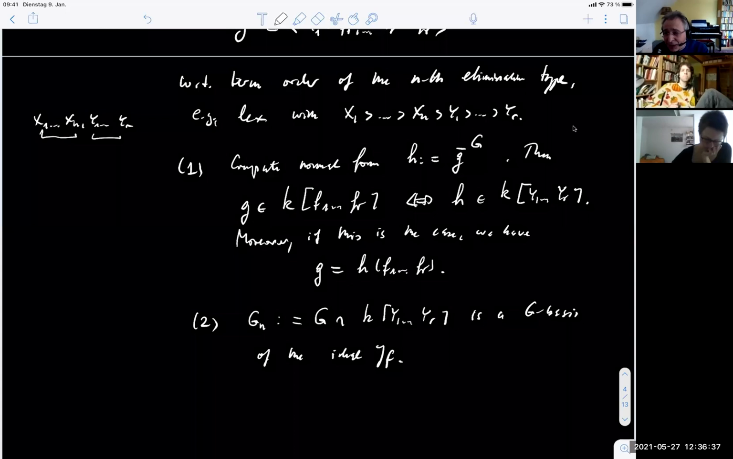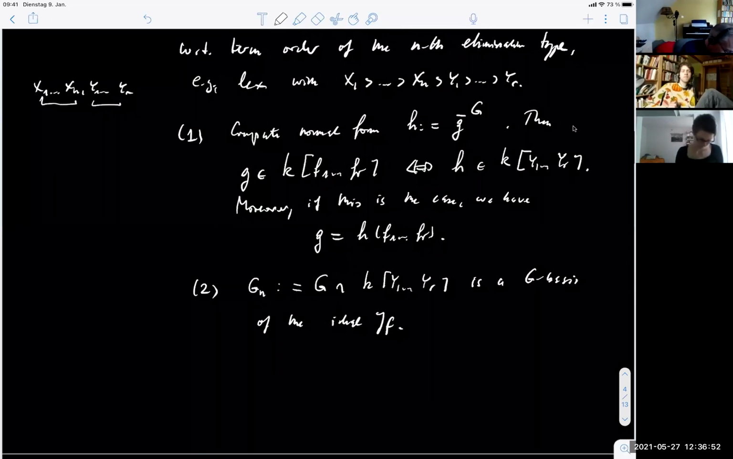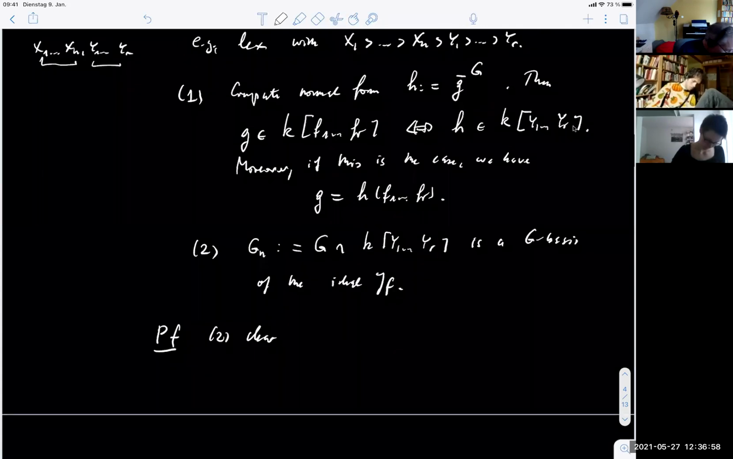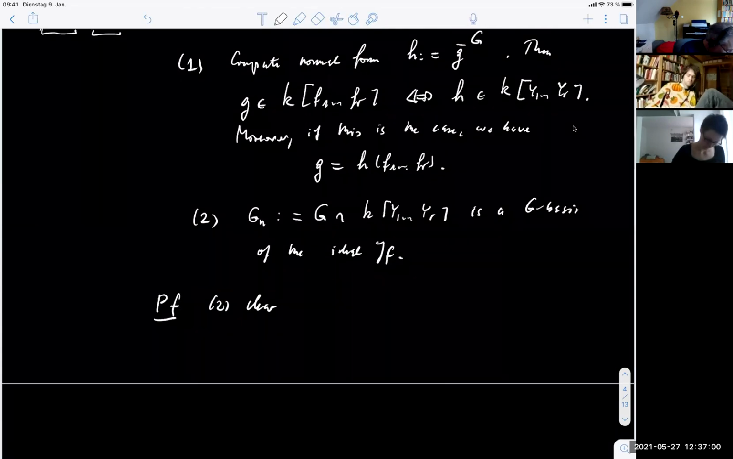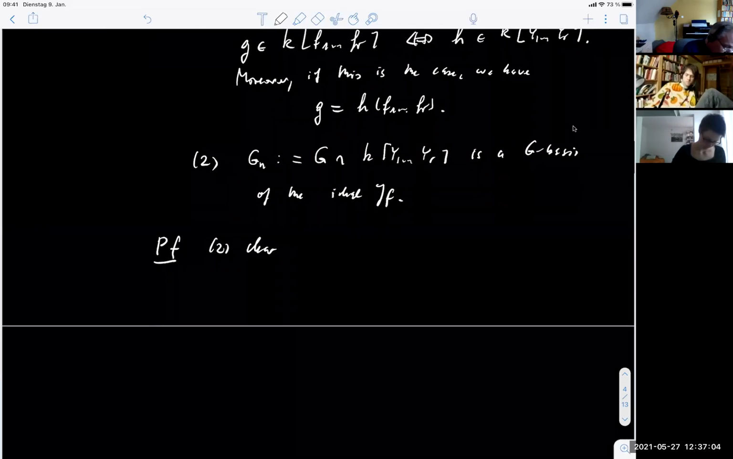So we needed the reasoning. We needed to understand that the ideal of polynomial relations is an elimination ideal, and then we apply this previous method for computing elimination ideals. But I still need to prove part 1. So I think 2 is clear by what we have said, and I need to prove 1.